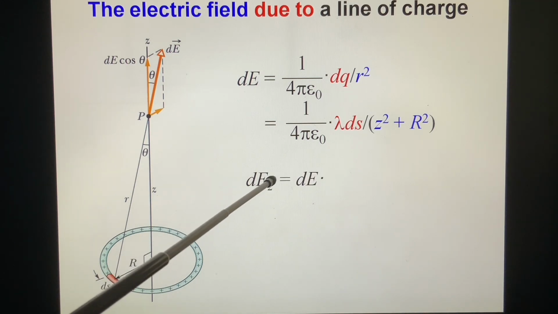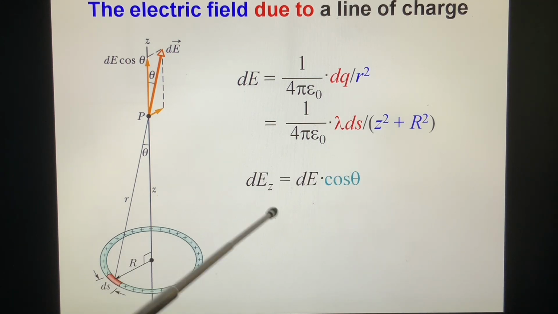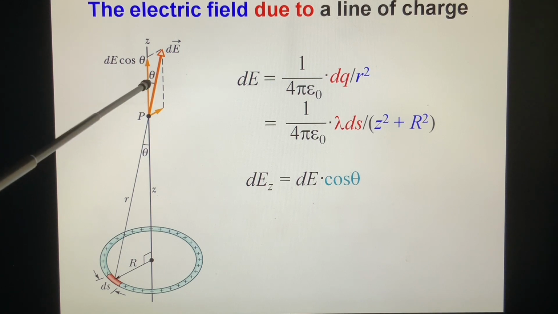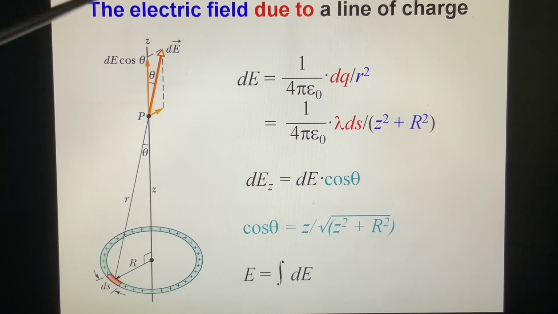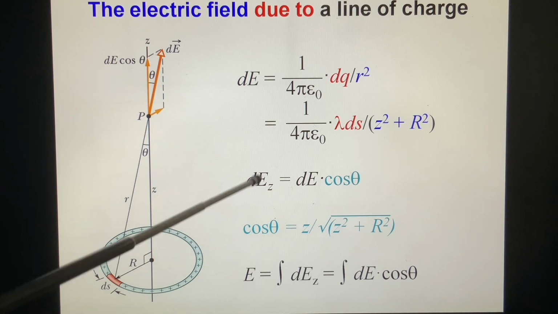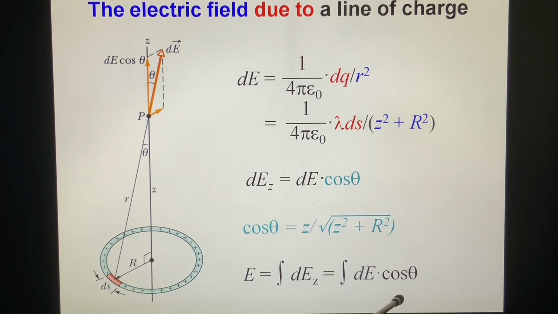So we have the dEz, the contribution, equal to dE cosine theta. And cosine theta in this direction is equal to z over r. And r is equal to the square root of z squared plus big R squared. Then finally, E equals the integration of dEz, which equals dE cosine theta. This is dE, this is cosine theta.